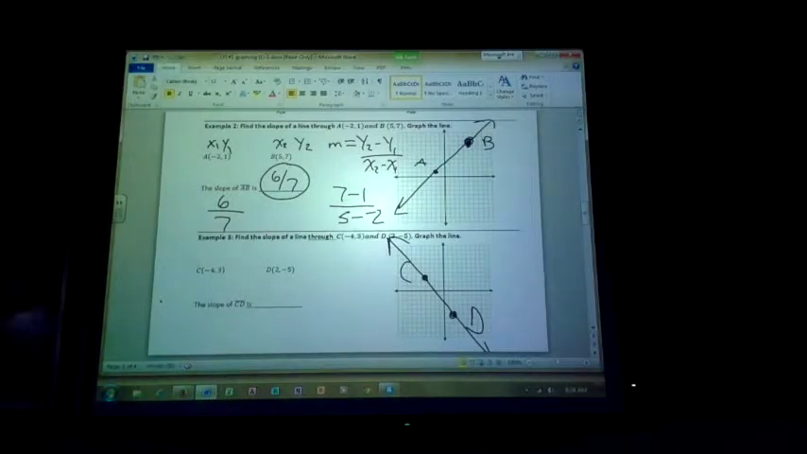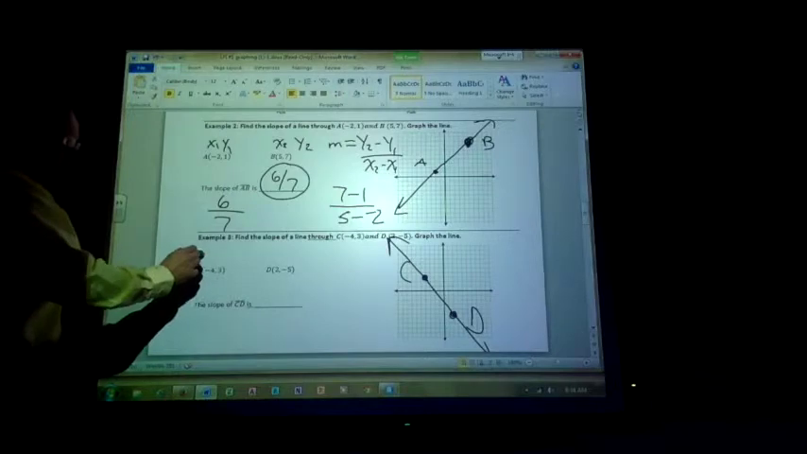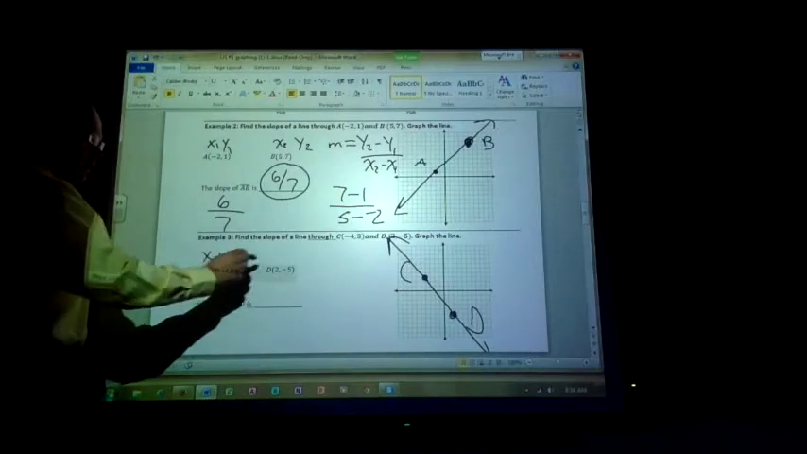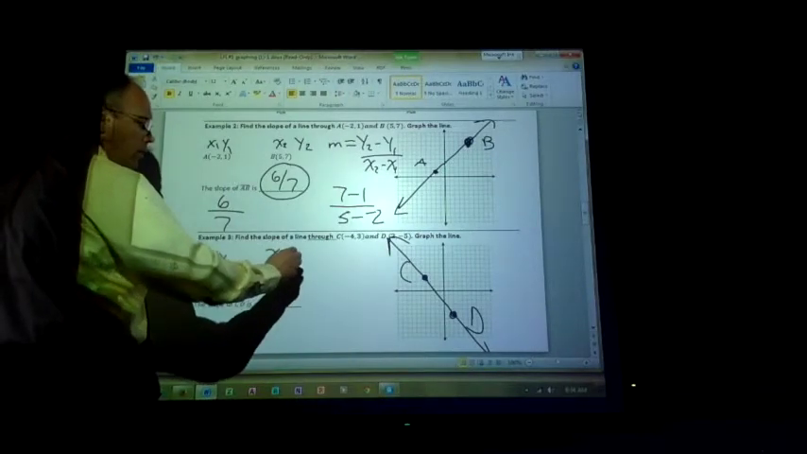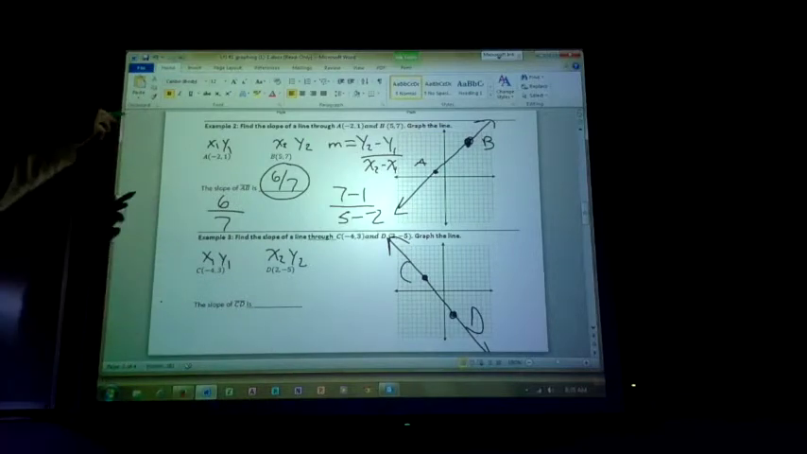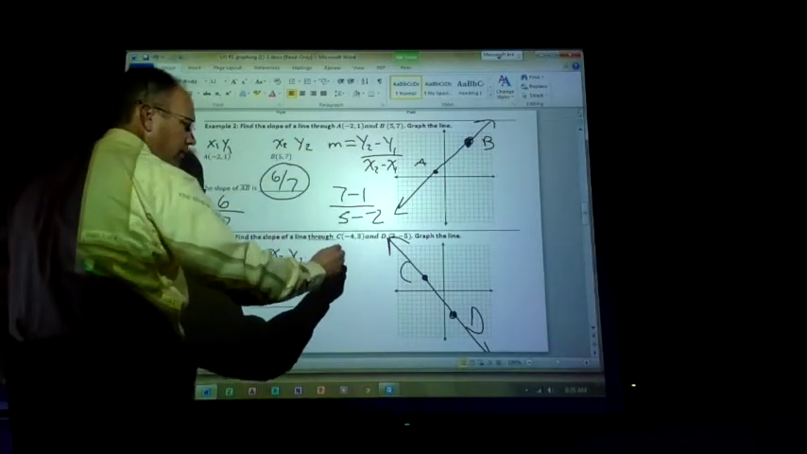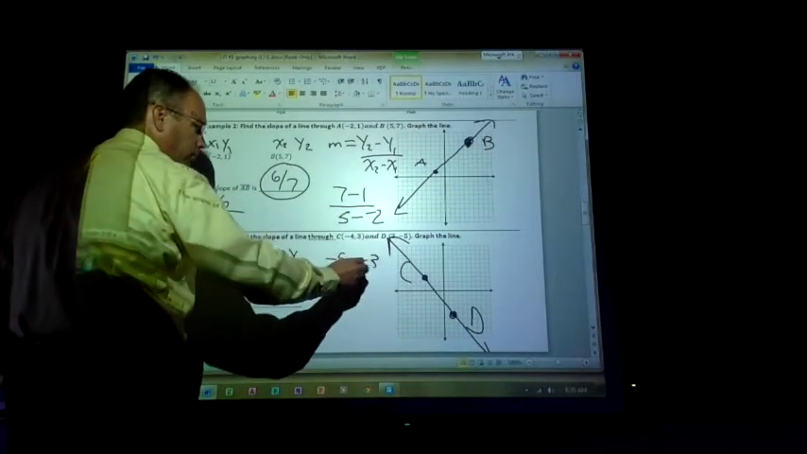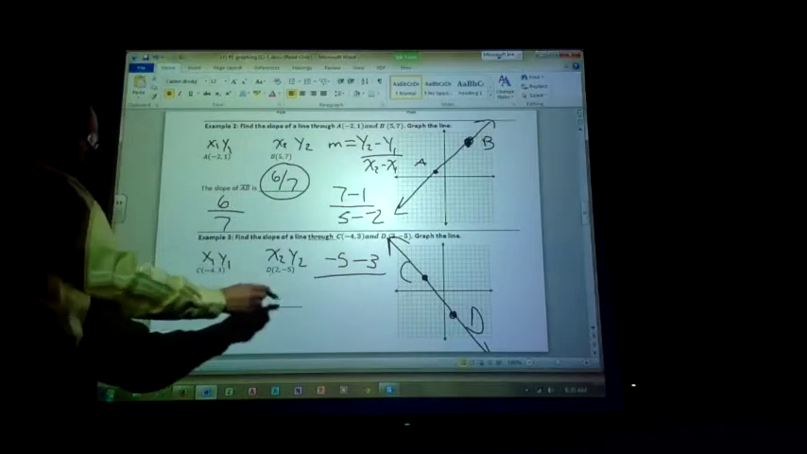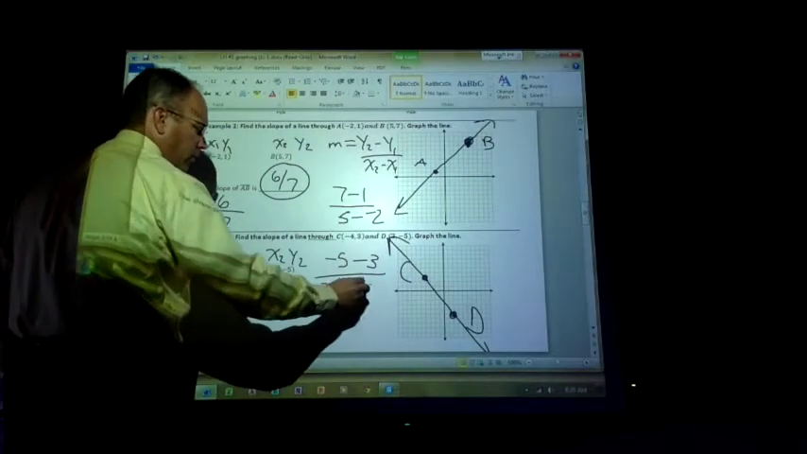Falling. What's a judgment you might say on this? Is it going to be a positive or a negative slope? I think it might be negative. Well, let's double check. Okay, so I'm going to call this x1, y1, and call this x2, y2. And then I'm going to plug it into my equation, which I have labeled right here. So I have y2, which is negative 5, minus 3 over 2 minus negative 4.